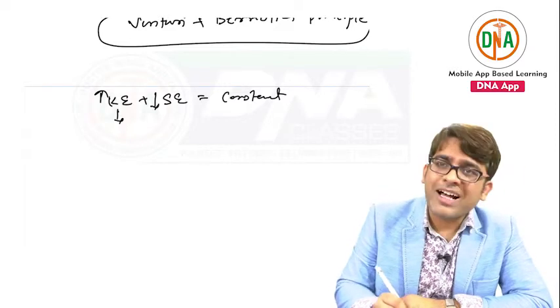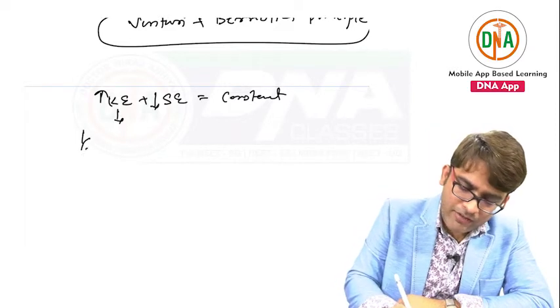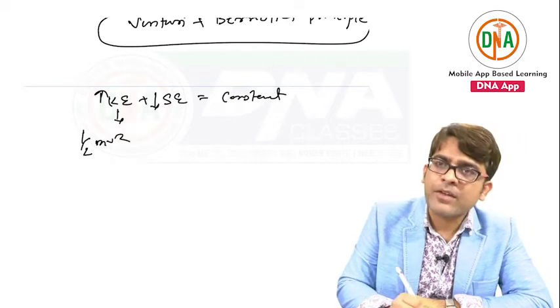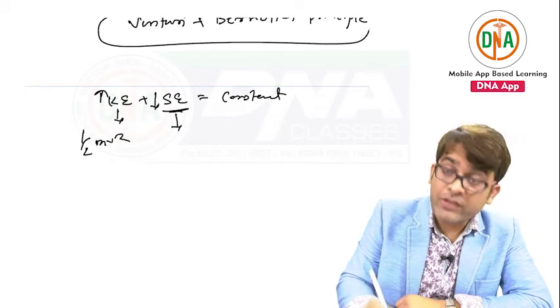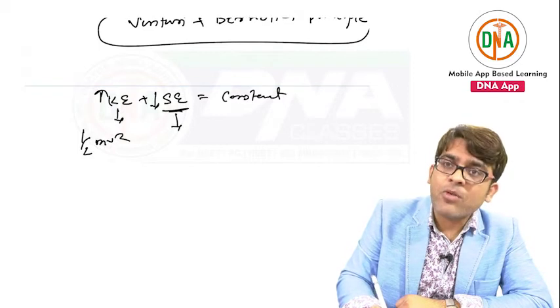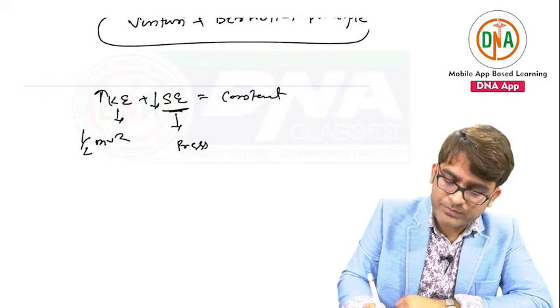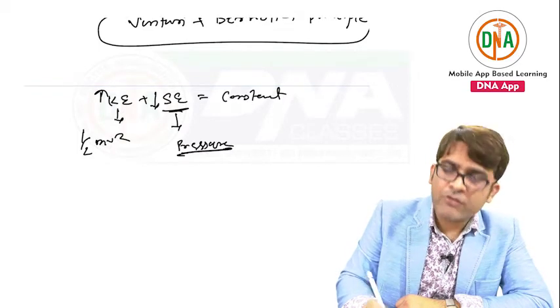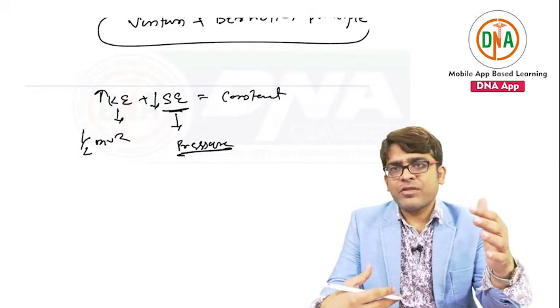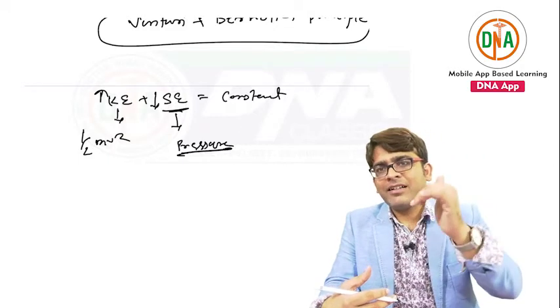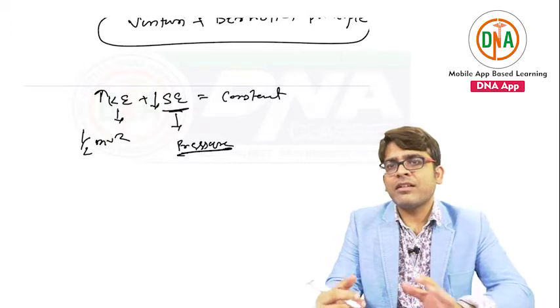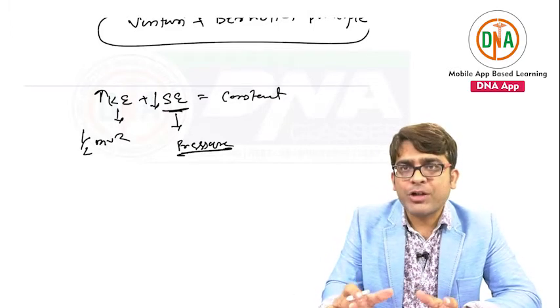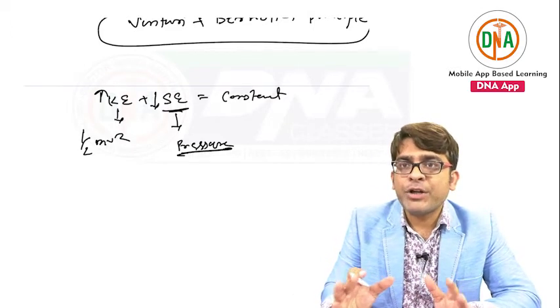And what is the formula of kinetic energy? That is half mv square. And what is the static energy which we will take here? That is in the form of pressure, because we will take the lateral pressure. We will take a height, and height here is generally denoted by pressure.